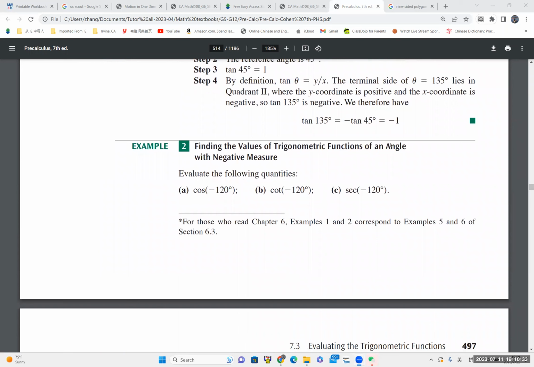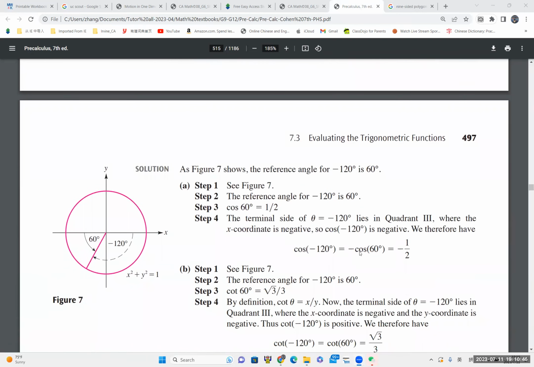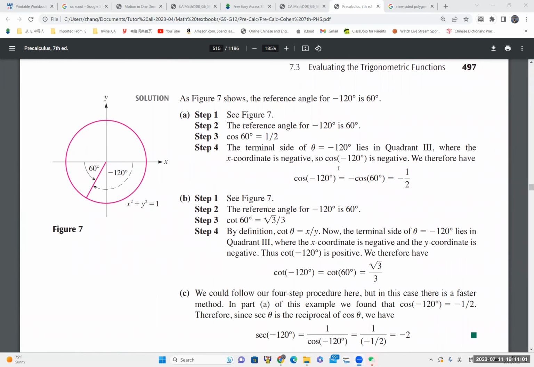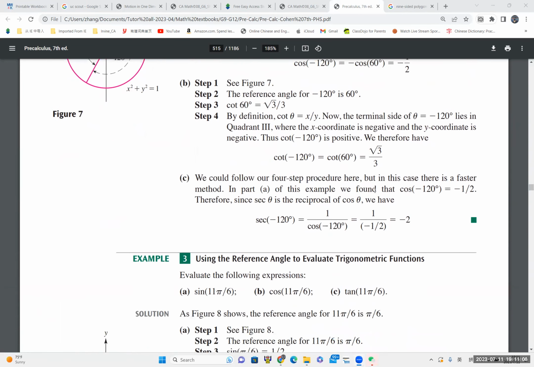Finding the value with a negative measure. First you should find its terminal side, right? Then use the reference angle. So here the reference angle is 60 degrees. Suppose x and y for the terminal point are both negative. That means cosine and sine are both negative.